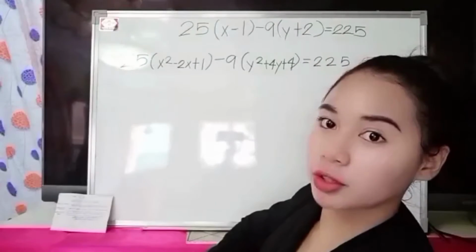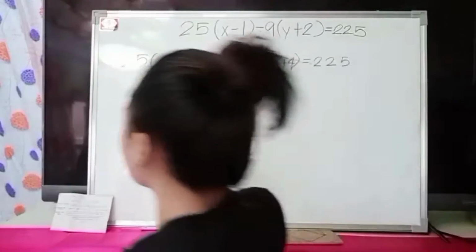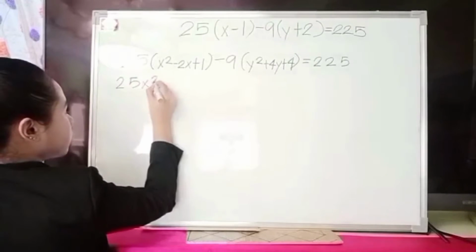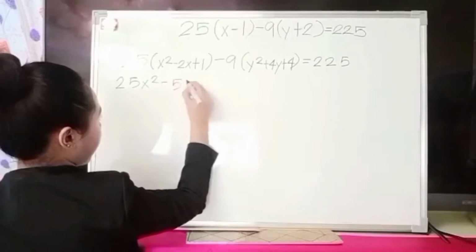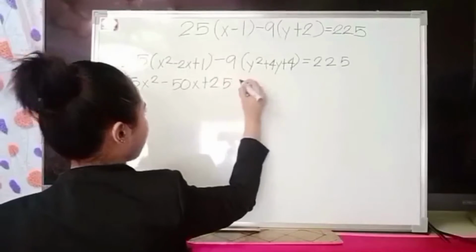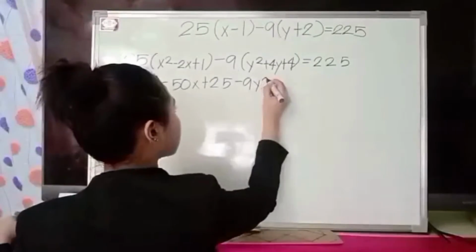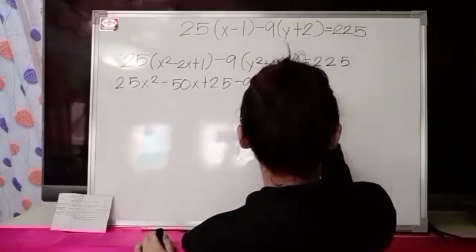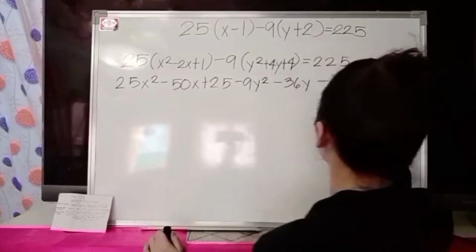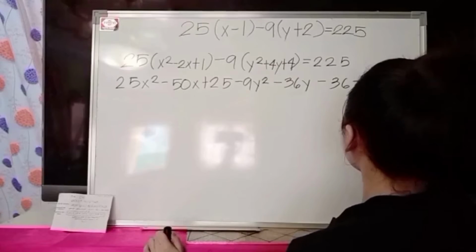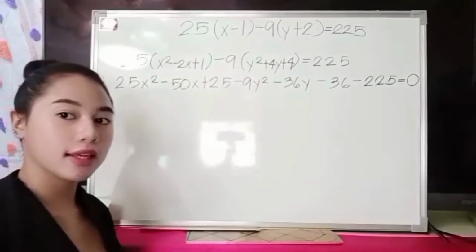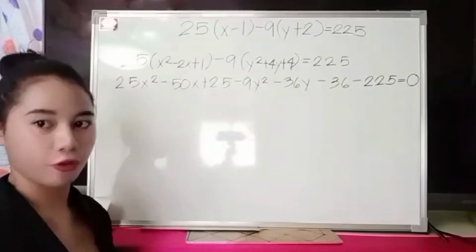Distribute the coefficient to the trinomial inside the parentheses. So it will become 5x squared minus 50x plus 25 minus 9y squared minus 36y minus 36 minus 225 equals 0. And lastly, arrange the terms according to general form.